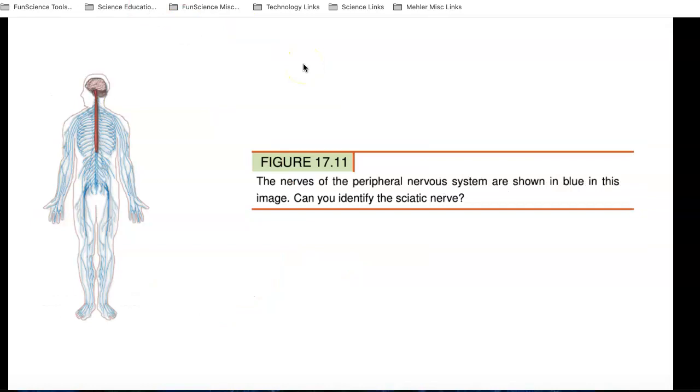So take a look at this diagram. These are the nerves of the peripheral nervous system. They're shown in blue. So all of these nerves coming off of here. This is the central nervous system with the brain and with the spinal cord coming off the brain.